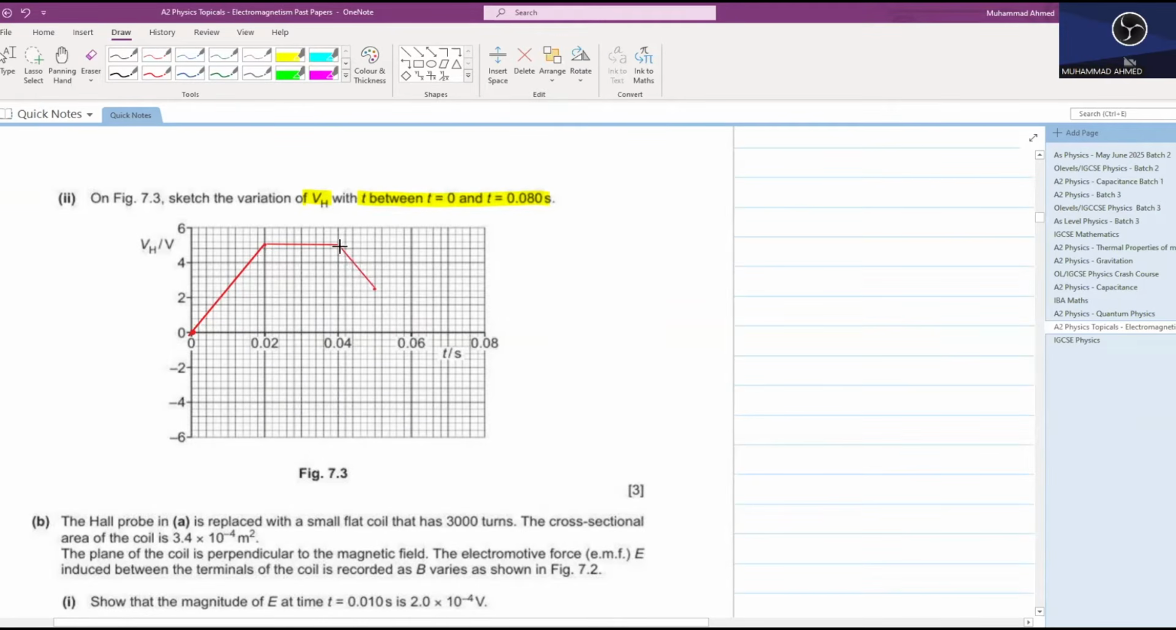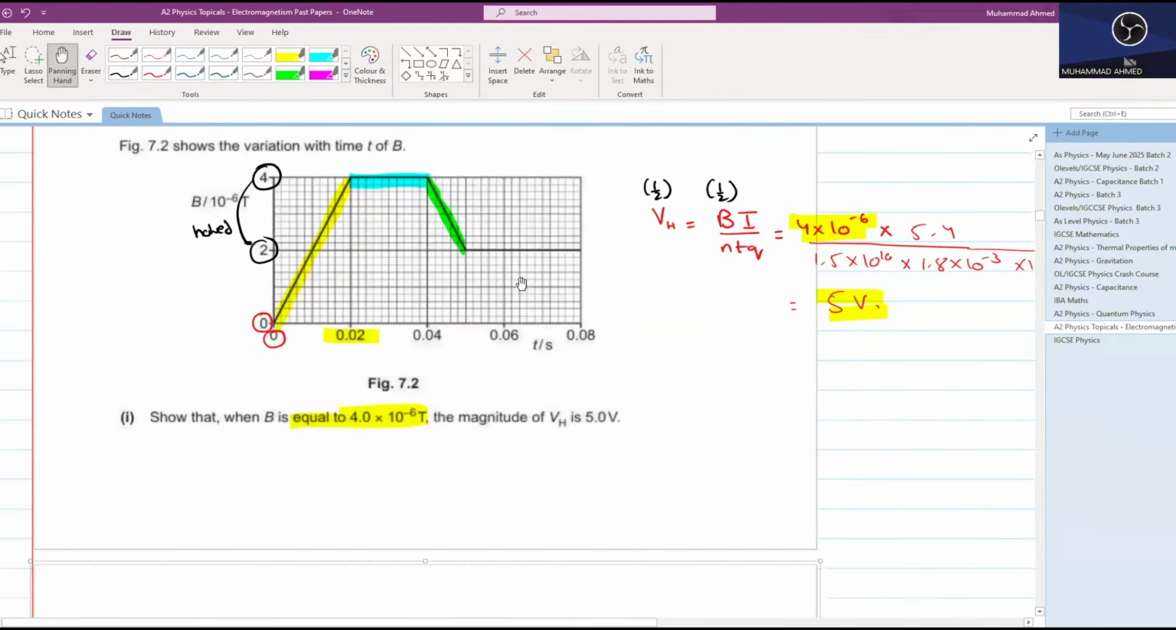Something like this. Obviously, pardon me if I do one to two boxes above or below, because I'm really bad at drawings. So now from 0.05 till 0.08, you have a constant Hall voltage because your B is constant at 2 into 10 raised to the power of minus 6.